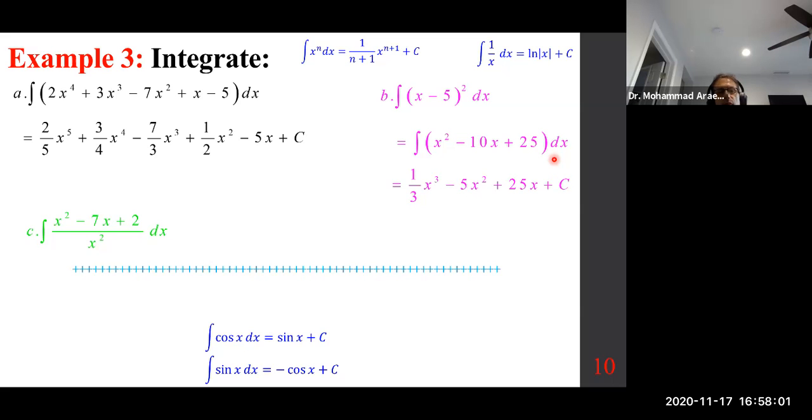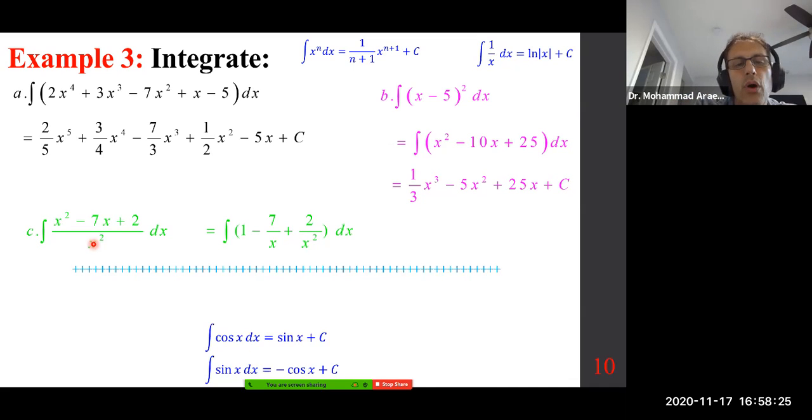We simplify first. How? We make up 3 fractions. This is one of them, x squared over x squared, which is 1. This is another one, minus 7x over x squared, or minus 7 over x. And the last one is 2 over x squared. Okay, everybody? First, we make up 3 fractions. Now, 1 obviously gives you x. By the way, pay attention that this is the x. 1 gives you x minus 7 over x minus 7 ln x.